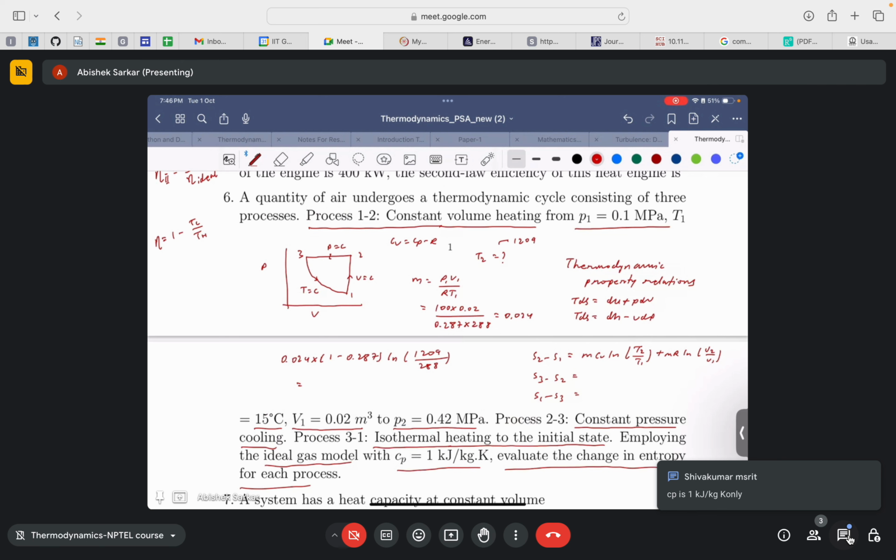Yes, Cp is 1 kilojoule per kg K only, right? Yes, but you need to find Cv, right? Because it is Cv, right? For constant pressure process, this is du, so mCv into ln T2 by T1. Okay. Let me just check. I don't know the answer.